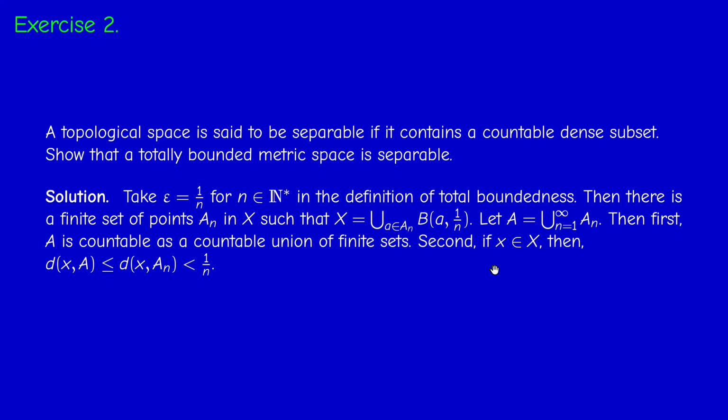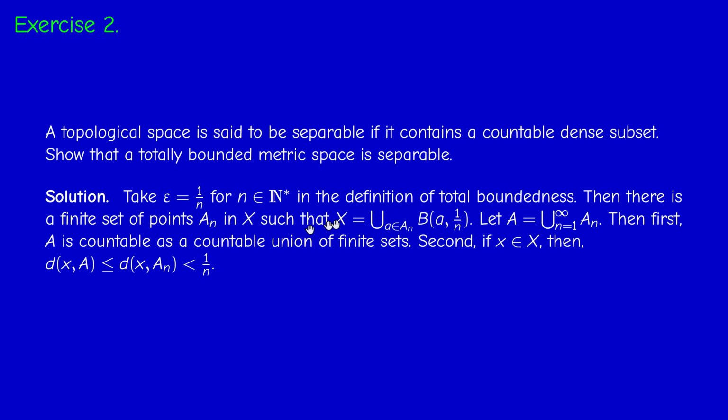And second thing, if we take an arbitrary element small x in the space, then its distance to A is less or equal than its distance to AN, because AN is contained in A. Okay, so when the set gets bigger, the infimum gets smaller, not the other way around. And now the distance between x and AN is less than 1 over n.